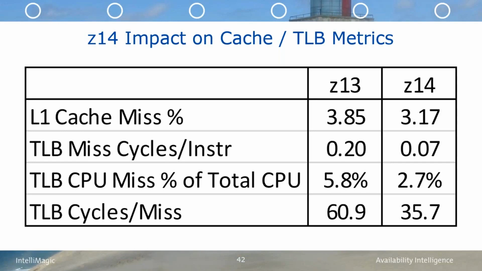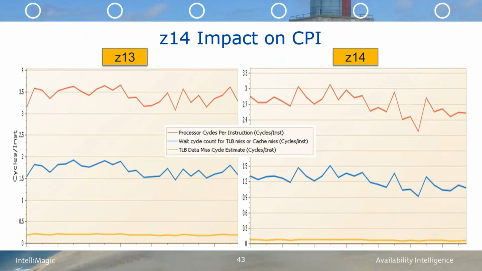Another positive impact of that merge is seen in the fact that total CPU consumed for TLB misses decreased by more than half, from 5.8% to 2.7%. And machine cycles spent when there was a TLB miss also decreased as shown.